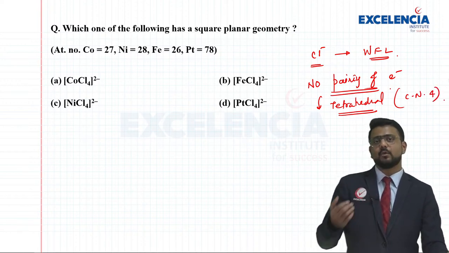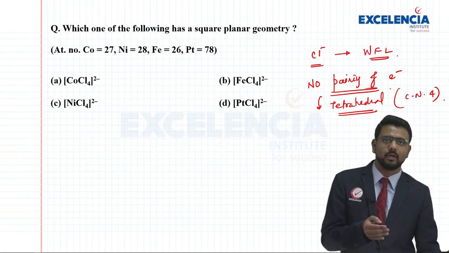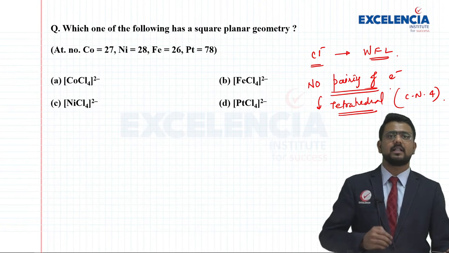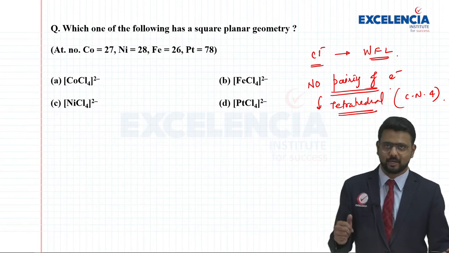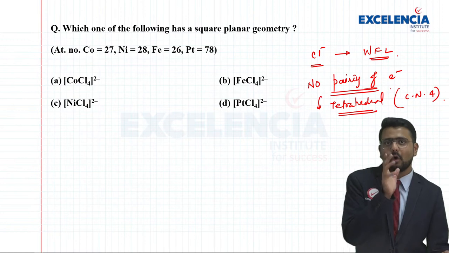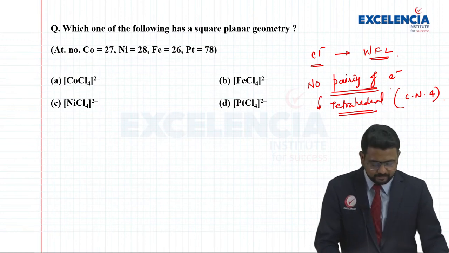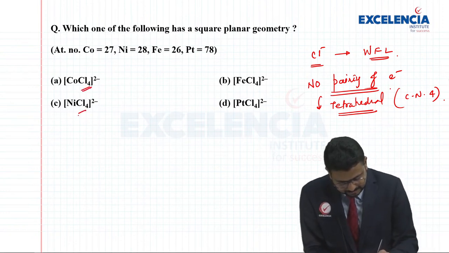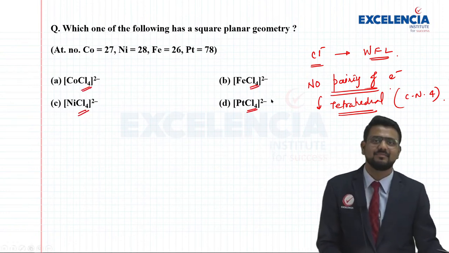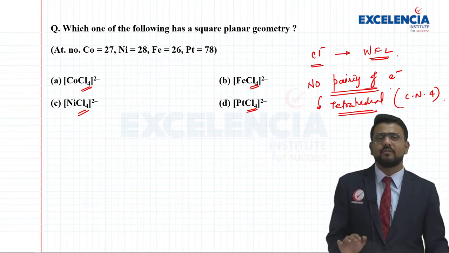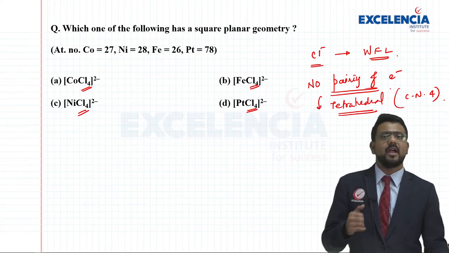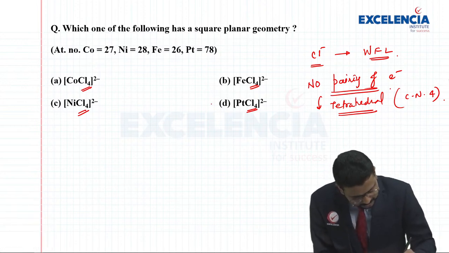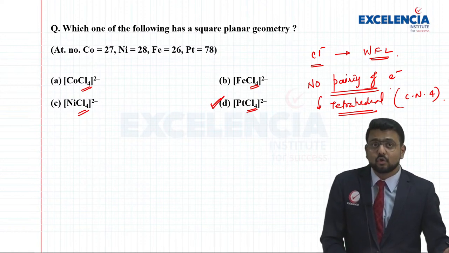So for the complexes in which the coordination number is 4 with chloride as a ligand, we can say that they are expected to show the tetrahedral geometry. Now if you notice in all these options, that is CoCl4, FeCl4, NiCl4 and PtCl4, everywhere the ligands are chloride ions, right? So ideally speaking, all of them should be showing the tetrahedral geometry. However, it is [PtCl4]2- which does not show tetrahedral.